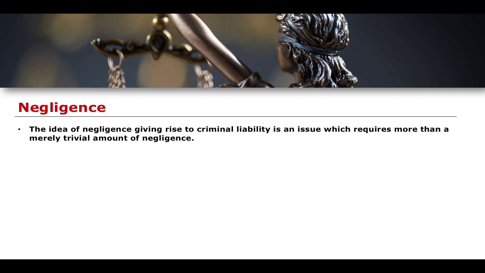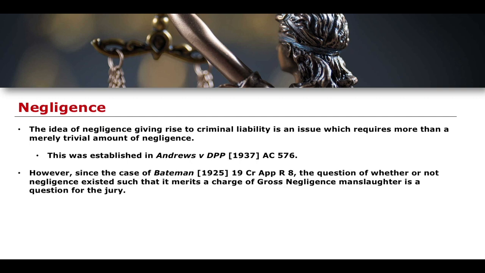But when we talk about it in relation to criminal liability, it is an issue that requires more than just a mere trivial amount of negligence. Hence, we don't call this negligence manslaughter. It is called gross negligence manslaughter. This is something that was established in the case of Andrews versus the Director of Public Prosecutions from 1937.